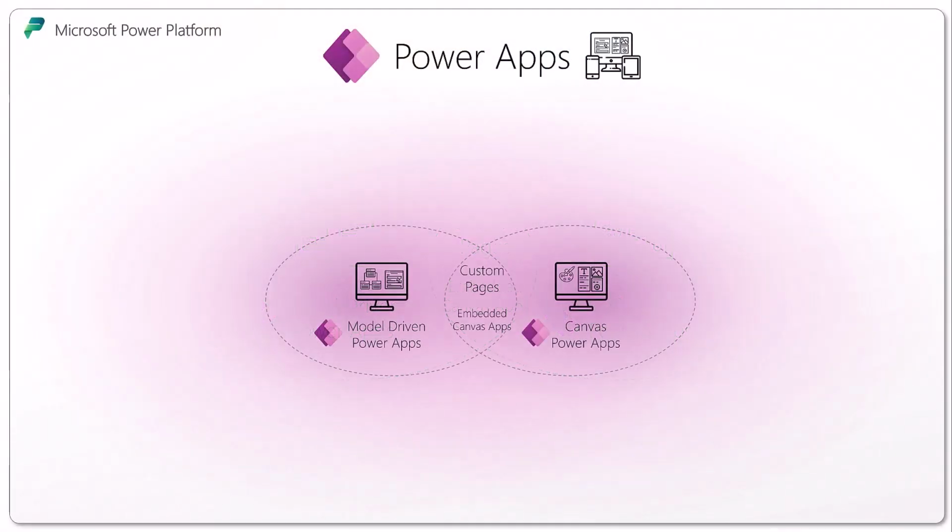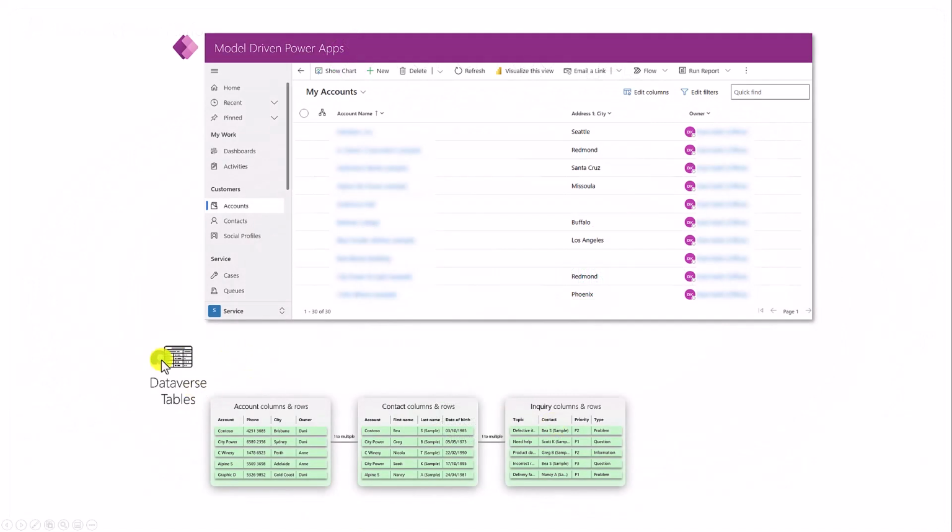So effectively, for model-driven apps, the starting point would be your Dataverse tables, right? You don't have to have your data model completely ready and finished. You don't have to have all your tables built before you start in model-driven apps. You can start with a few tables, work in your model-driven apps, and then keep on iterating on your Dataverse tables. So effectively, you would create your Dataverse tables.